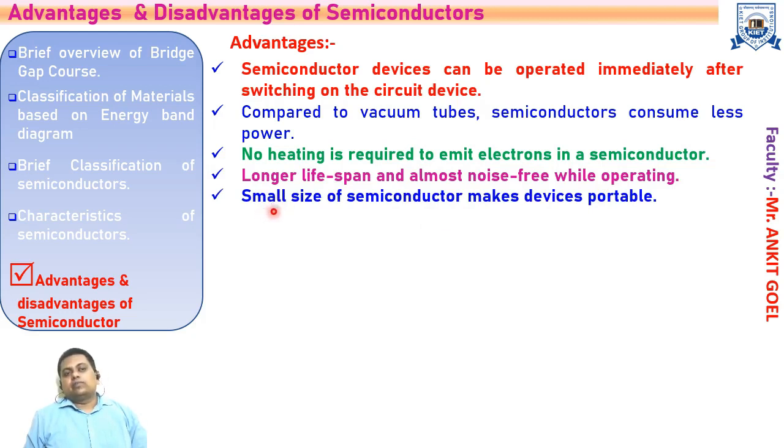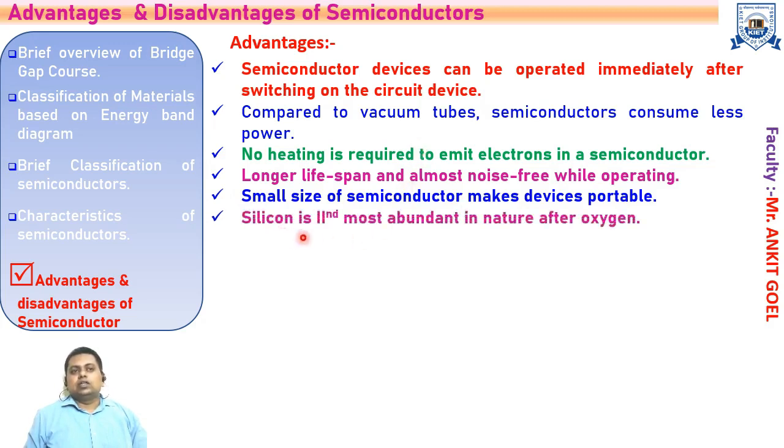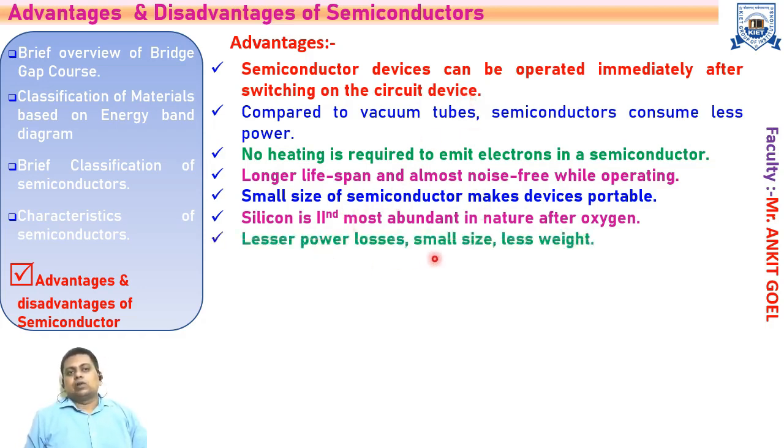One of the most important features of the semiconductor is that it offers a very small size. You can see that every day devices are becoming miniature, right? This makes the device more portable, and it is one of the best advantages of using semiconductors. Silicon is the second most abundant material in nature after oxygen, so that makes it cost effective for manufacturing. Less power losses, small size, less weight. Also, it operates on low DC power. This is one of the most good advantages of the semiconductor.